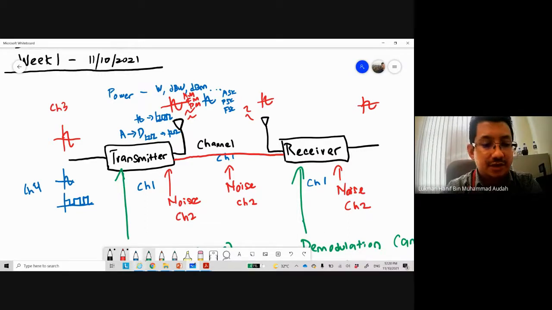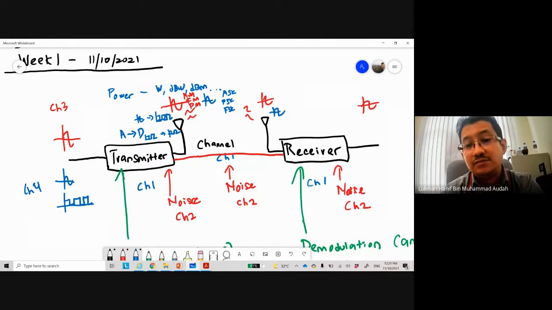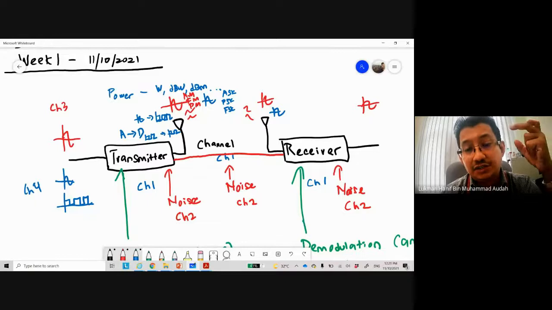So for digital, it is ASK, PSK, FSK. Okay. So again here we will receive it wirelessly, digital wireless. What is an example of digital wireless? For example, your Astro. So Astro is a digital TV, digital television, which is transmitted wirelessly using electromagnetic waves.